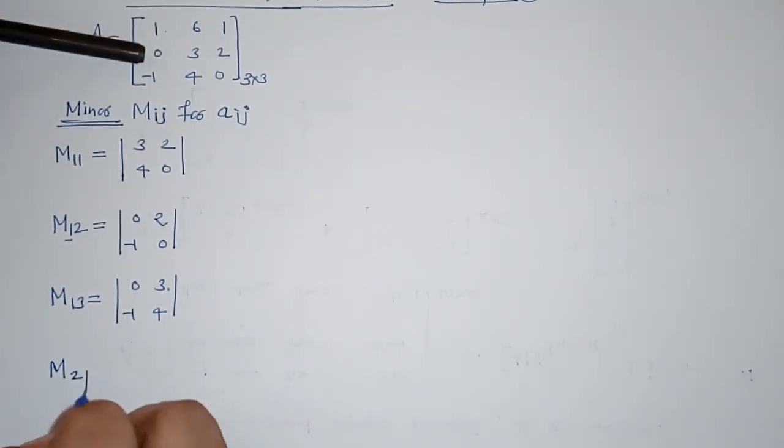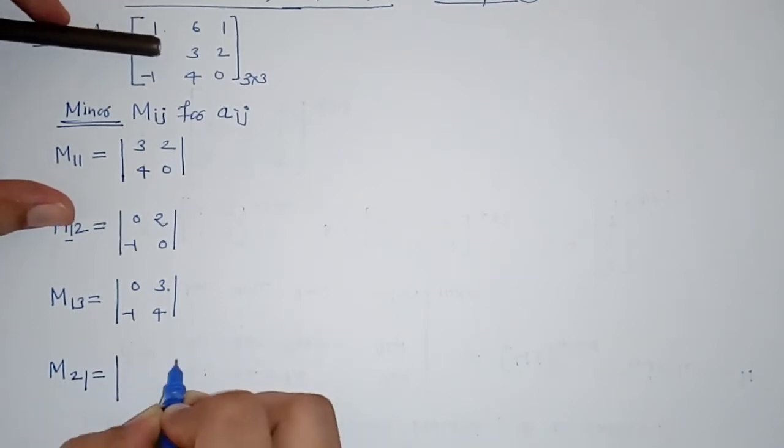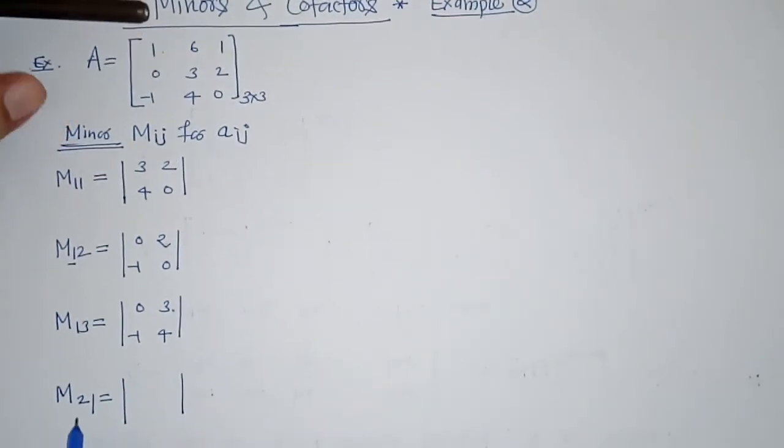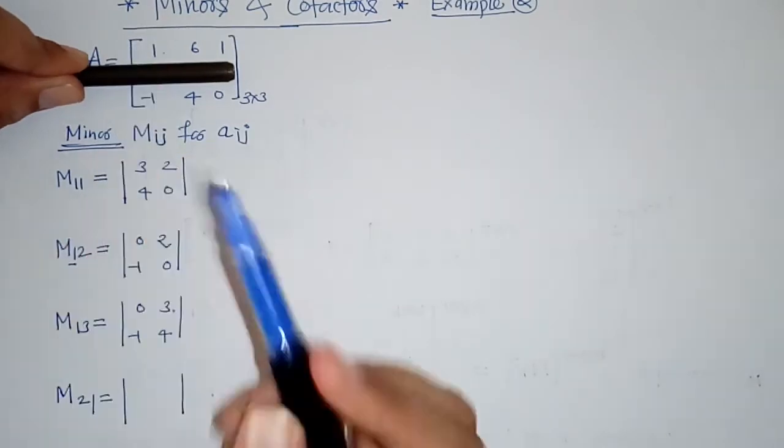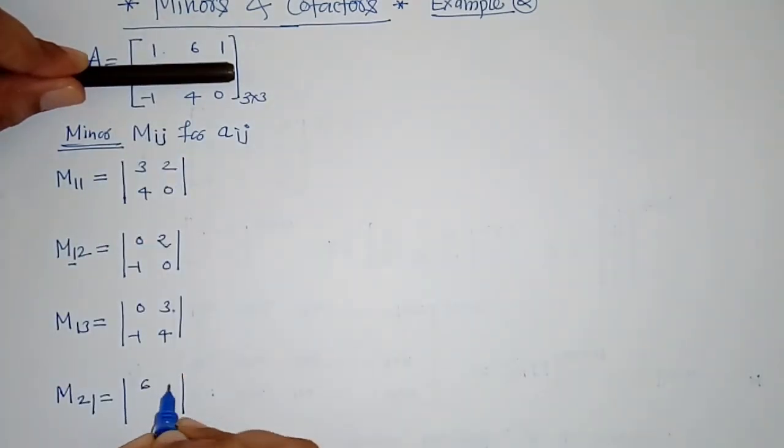So this is M21. What we have to do now is exclude the second row and first column. So the remaining elements are 6 1 4 0. We have written it here in determinant form.